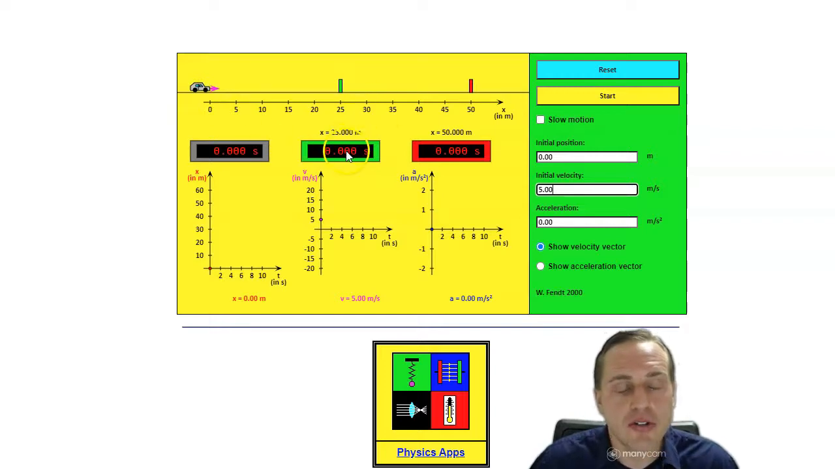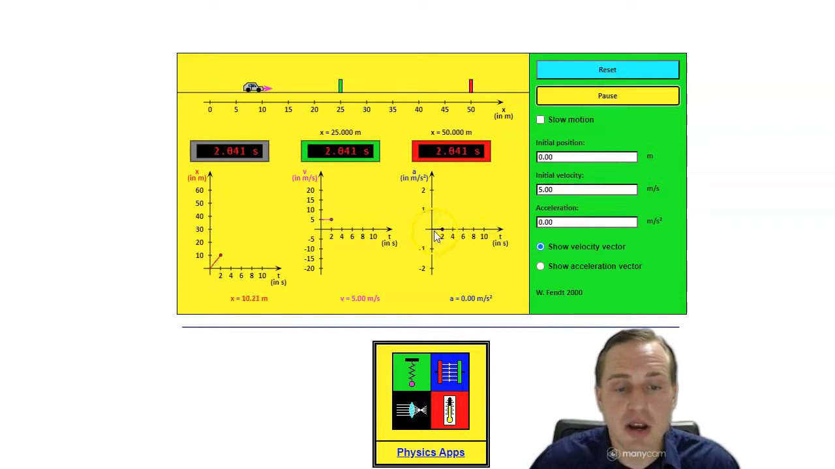But notice also, how long is it going to take us to get to this green photo gate? Well, I think it should take 5 seconds exactly because it's 25 meters away. And this red photo gate, 10 seconds. Let's see if we can verify this with the experiment.